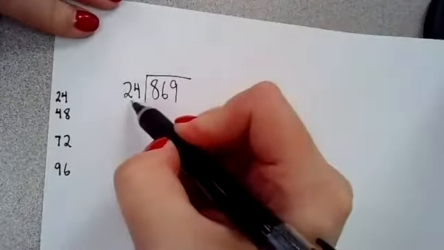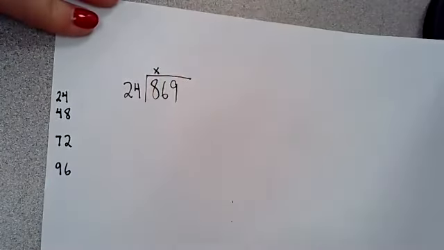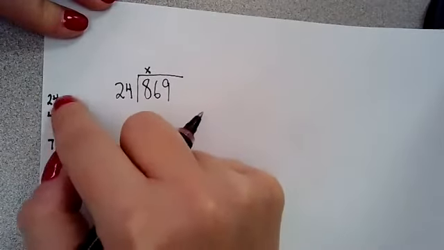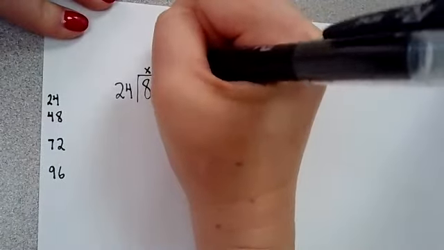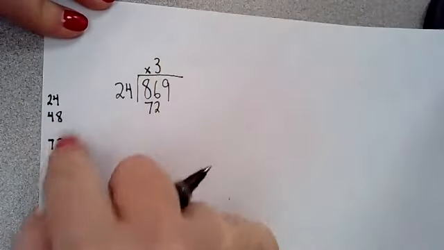All right, so how many 24s are there in 8? There are none. Put an X above it. How many 24s are there in 86? Well, there are 1, 2, 3, because 96 is too many. Put 3 right here. 3 times 24 is 72, and you've already got it right here.